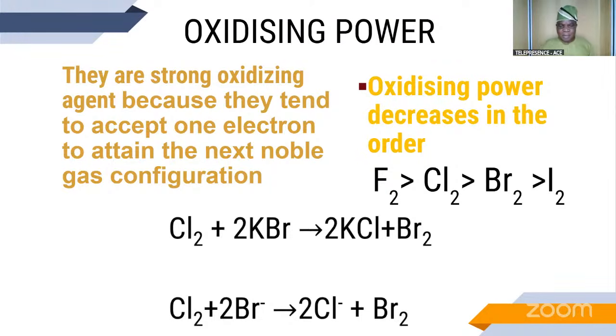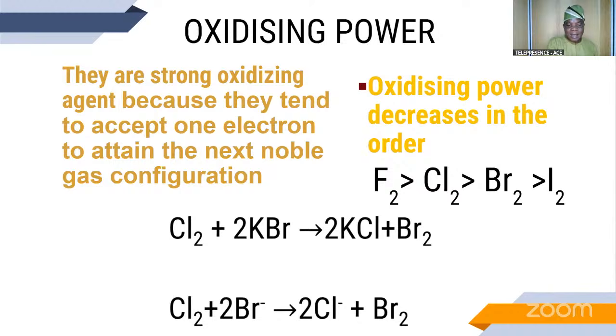iodine. What that means to say is that if you have potassium chloride, for instance, and you pass in fluorine gas into potassium chloride, then because fluorine has more oxidizing power than chlorine, fluorine displaces the chloride ion from potassium chloride.